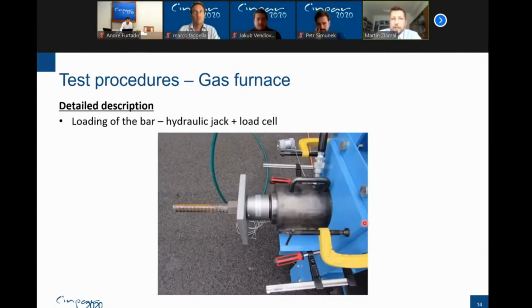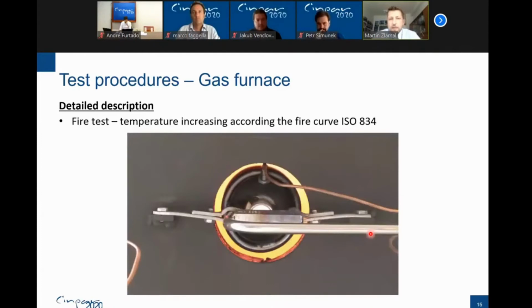Here we have the hydraulic jack and the load cell, and we monitor the applied force during the whole experiment. Before we start the fire test, we wait for the stabilization of the force, the stress in the reinforcement and the strain in the reinforcing bar. And in the last step, of course, we apply the temperature. We start with the fire test. We apply the increased temperature according to the fire curve. In our case, we use the nominal curve ISO 834.